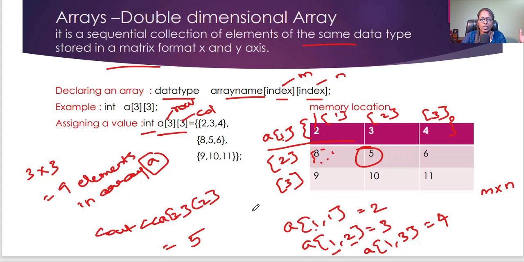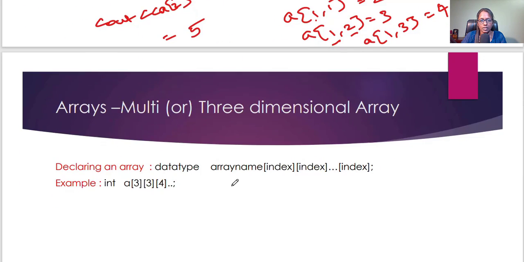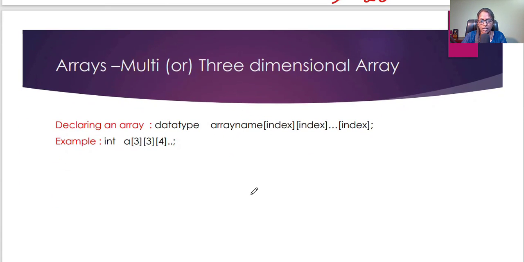Data type, array name, and then declaring rows and columns. The next one is a multi or three dimensional array, more than two dimensions. Previously I declared m n, the number of rows and number of columns. If there are more than two dimensions, it is called a multi dimensional or three dimensional array. Here you can see data type, array name, index, dot dot dot. You can give as many indexes as you want. So here 3 of 3 3 4, that means 3 rows. First you draw this, okay, 3 of 4.